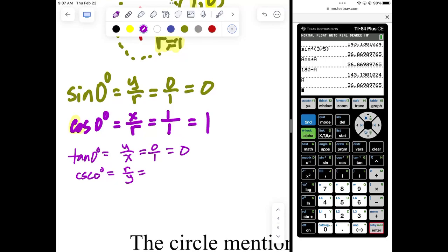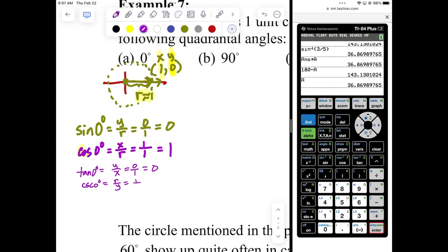What's r over y? 1 over 0. Now, what happens if we get a 0 in the denominator? DNE. It's d and e. You can't divide by 0. It's some type of infinity. That's why it doesn't exist.